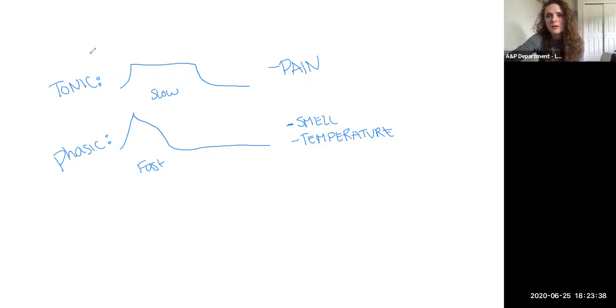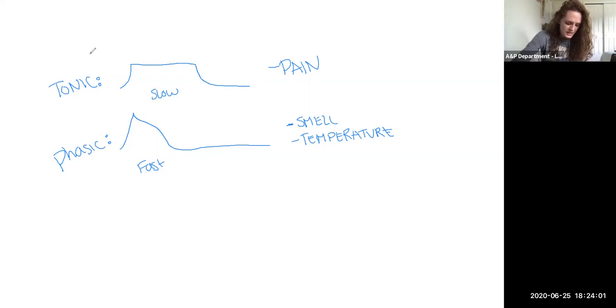You don't get used to pain. That's why people with chronic pain, meaning pain that lasts a long time and doesn't go away with treatment, are constantly in pain because they can't get used to their pain because their receptors are stubborn and they keep sending those painful stimuli. Phasic is fast. Smell and temperature, they adapt really fast.